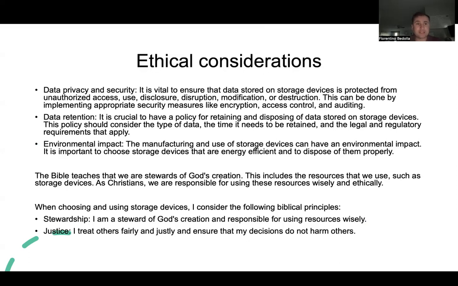Data retention is as important as privacy and security. The main issue with it would be, how is it disposed? Is it disposed properly, with hard drives being actually completely destroyed, burned? Are they being recycled? It's definitely a consideration.